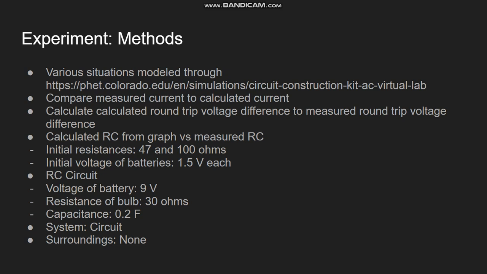We found the initial values: the resistances for the resistors in the first part were 47 and 100 ohms, and the initial voltage of each battery, so there are two batteries, was 1.5 volts each, so 3 volts total. In the RC circuit, the voltage of the battery was then changed to 9 volts. For the actual graphing part of the experiment, the resistance of the bulb was 30 ohms and the capacitance of the capacitor was 0.2 farads. The system is a circuit, and there's nothing in the surroundings.